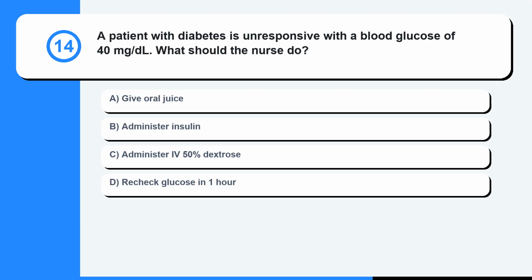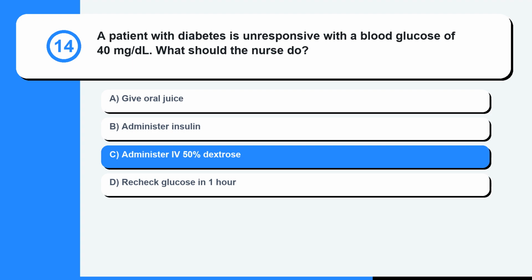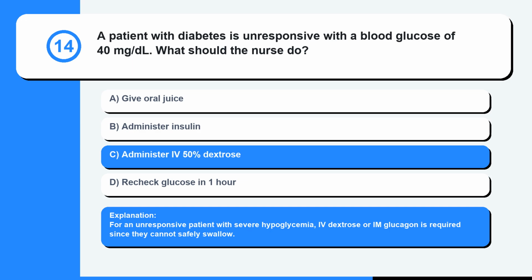Question 14. A patient with diabetes is unresponsive with a blood glucose of 40 mg/dL. What should the nurse do? A. Give oral juice. B. Administer insulin. C. Administer 50% dextrose. Or D. Recheck glucose in 1 hour. The correct answer is C. Administer 50% dextrose. For an unresponsive patient with severe hypoglycemia, IV dextrose or IM glucagon is required since they cannot safely swallow.